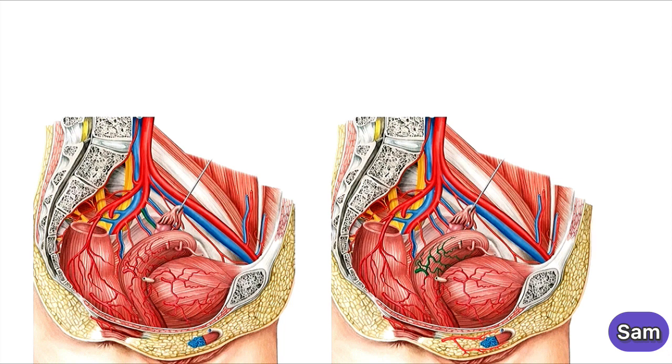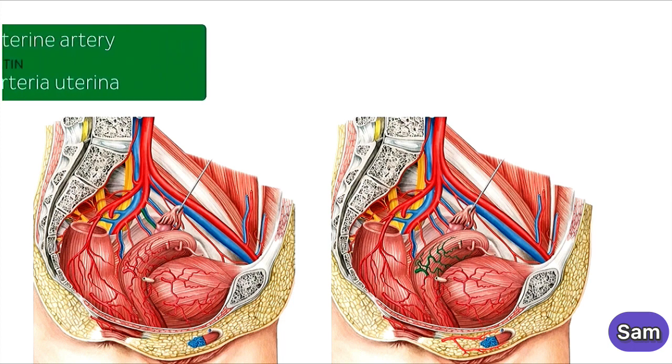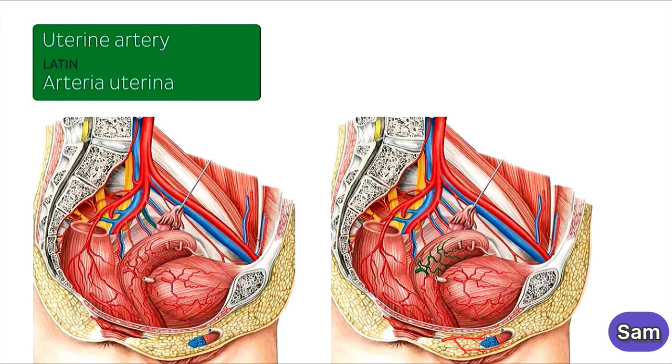So next we're going to look at the branches of the anterior division. The first artery of the anterior division that we're going to look at is the uterine artery. As its name suggests, it supplies the uterus. We can see it highlighted in green here, and over here we can see its branches supplying the uterus.